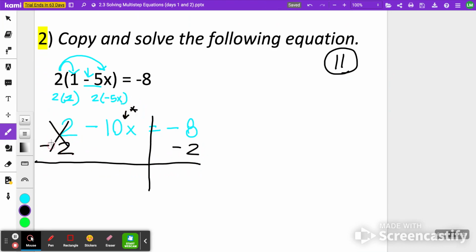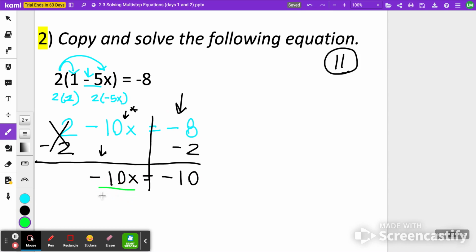2 minus negative 2 cancels out, so all that's left is, be careful here, a negative 10x, and then that is equal to negative 8 minus 2, which is negative 10. So again, we want to just be very careful, and this would be something that you could use your calculator for just to check. Negative 8 minus 2 does give you a negative 10.